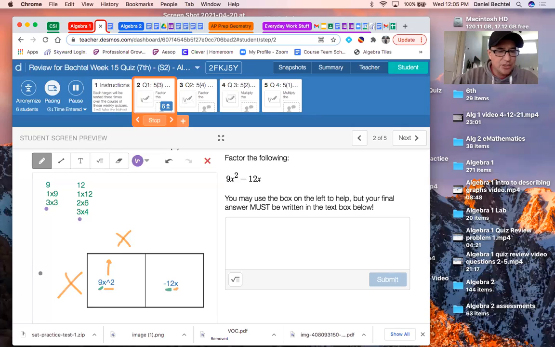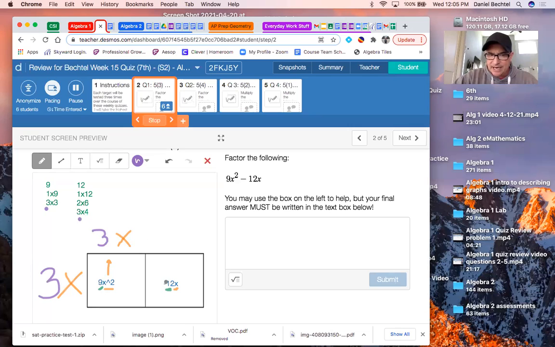And so if I take a 3 out, that means I have to see what would be left behind. So 9 divided by that 3, well, this is paired with a 3. So that would be a 3x left for this one. And then for the 12, if I take the 3 out, I have a 4 that's left.